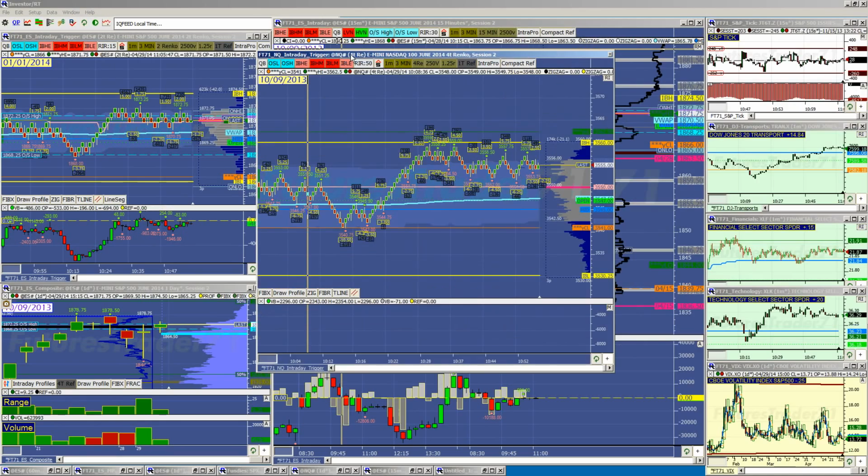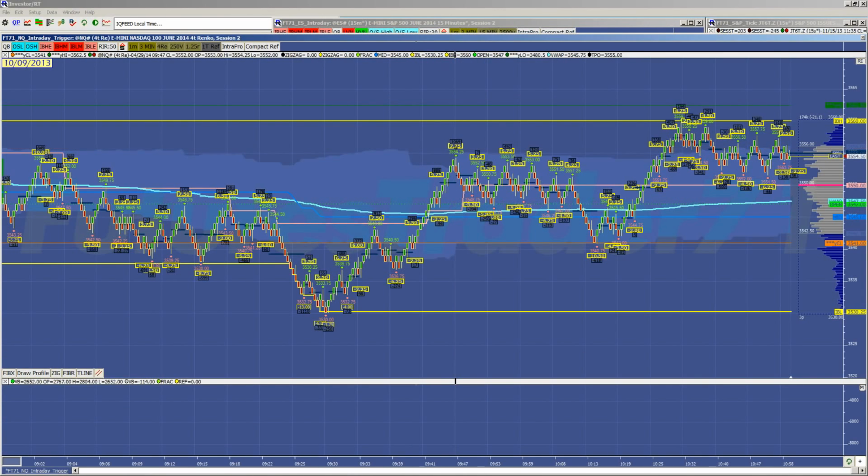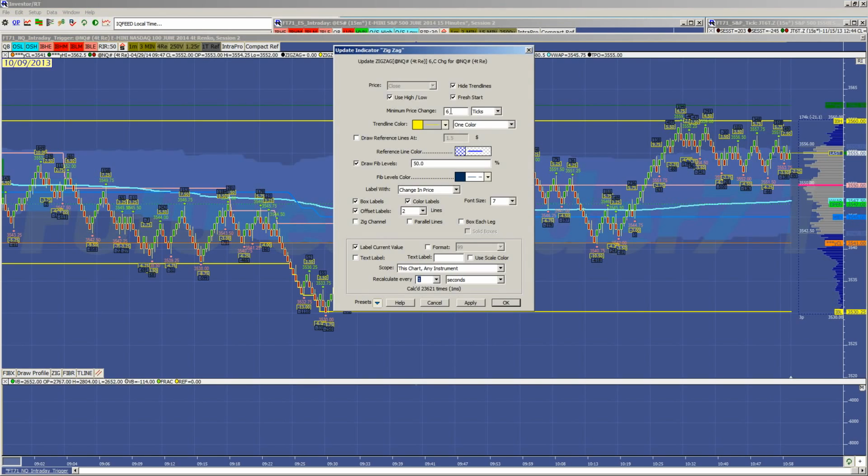So the zigzag for me on Investor RT is based on a number of ticks on a pullback. I'm using 6 in this situation. You can use percentage, dollar amount, number of bars, but I'm using a 6-tick pullback, and actually the NASDAQ is supposed to be 9 ticks, and that'll clean up the chart a fair amount.